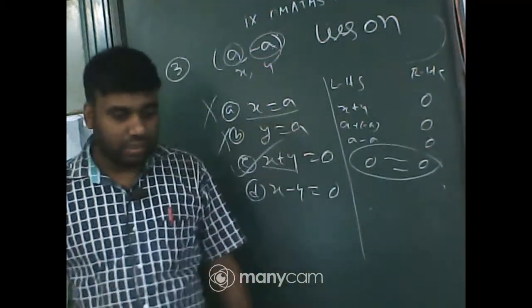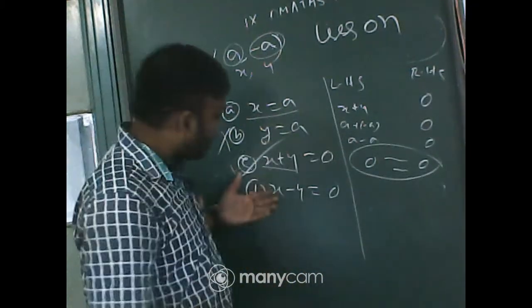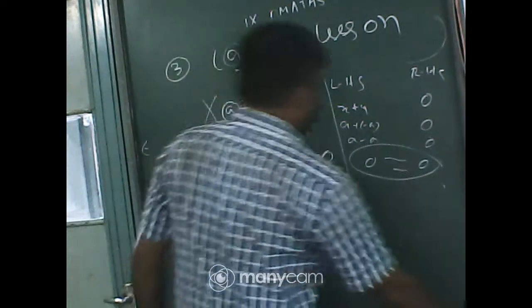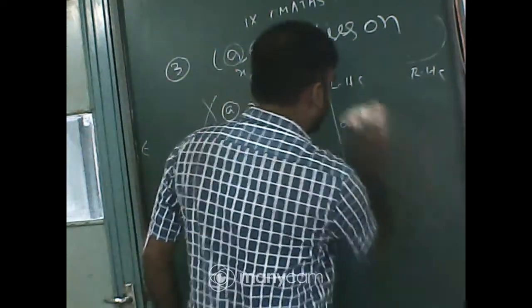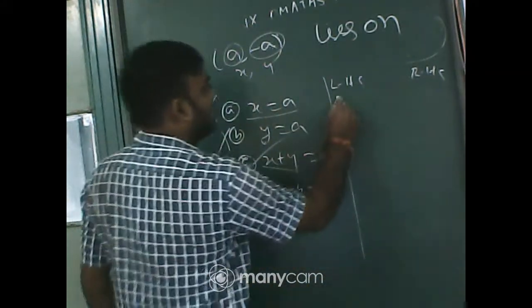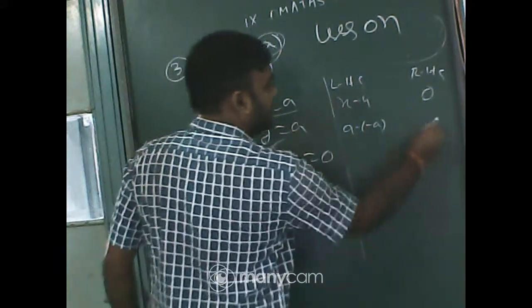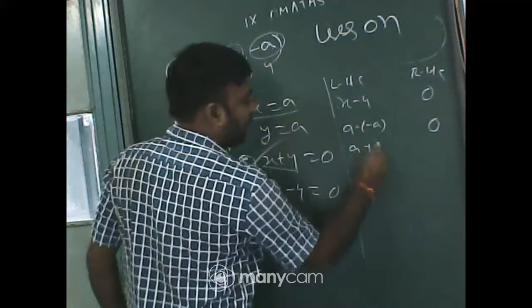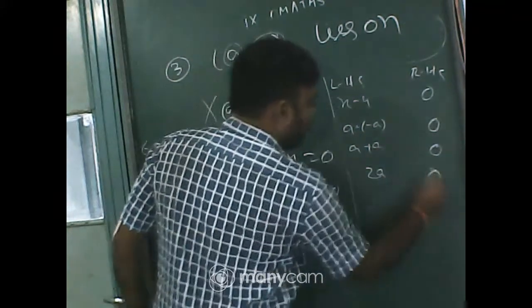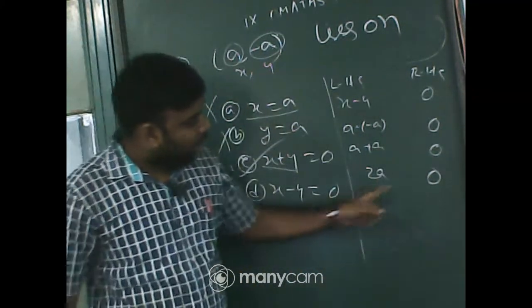How to check it? I am explaining why option D is not the correct answer. Option D, left hand side is x minus y, and right hand side is 0. A minus of minus a is a plus a, which is 2a. Left hand side 2a and right hand side 0.